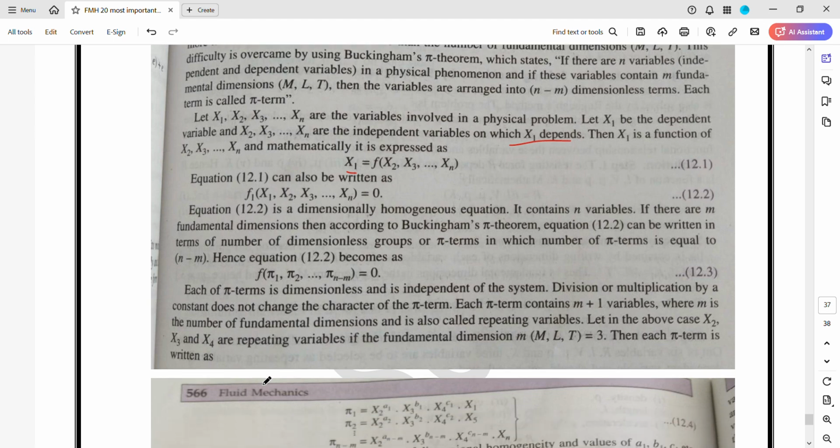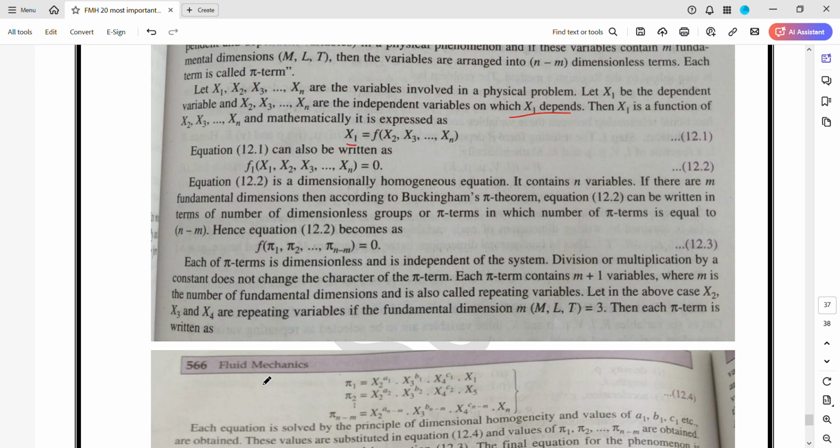Division or multiplication by a constant does not change the character of a pi term. Each pi term contains m plus 1 variables, where m is the number of fundamental dimensions, and these are also called repeating variables. In the above case, x2, x3 and x4 are the repeating variables. These variables are repeated if the number of fundamental dimensions m in the MLT system is equal to 3.